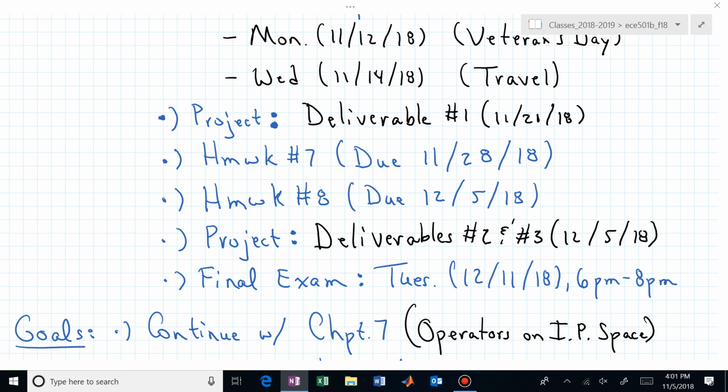Information about 501B, okay? Just to let you know that we are getting close to the end. We have 2 more homework assignments, and here are the dates of those. The project deliverable is essentially a paragraph, 3 or 4 sentences that tell me what you're wanting to do. That's deliverable number 1, which is due the Wednesday prior to Thanksgiving. That's on the 21st. And the final exam is on a Tuesday.